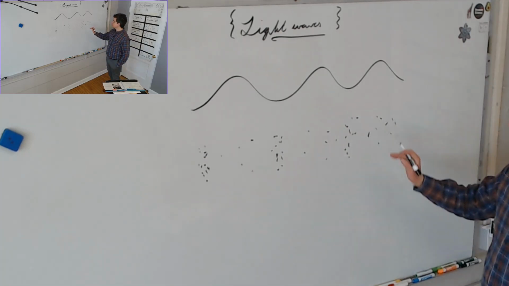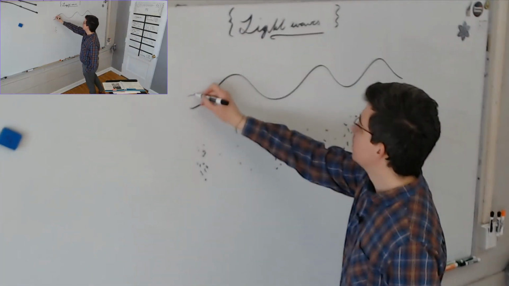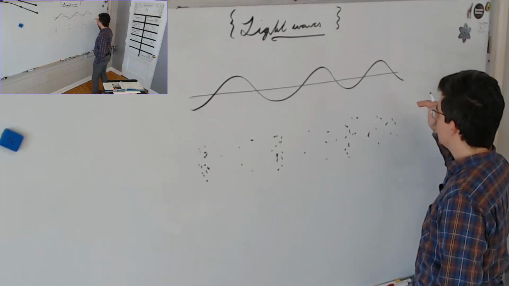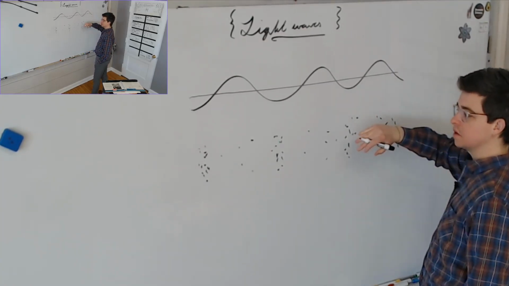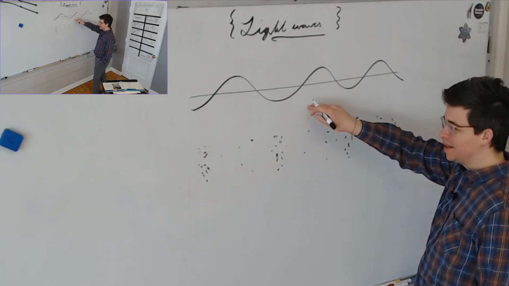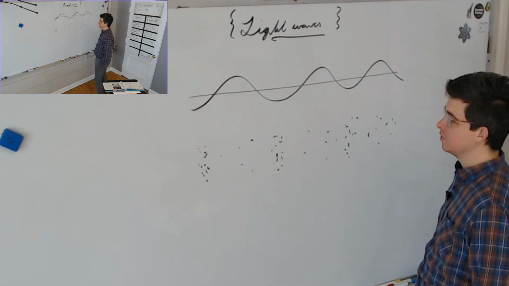So, transverse wave, and once again, it's not like light waves are this and material waves are this. There are material waves that behave this way. There are material waves that behave this way. But what we're talking about today is light waves, which are a kind of transverse wave.